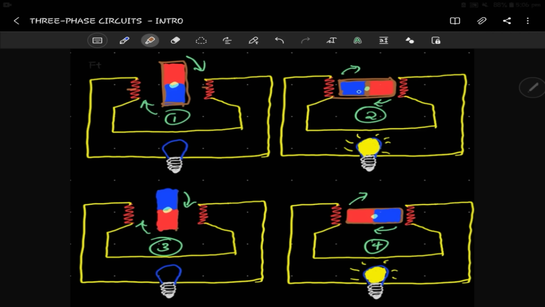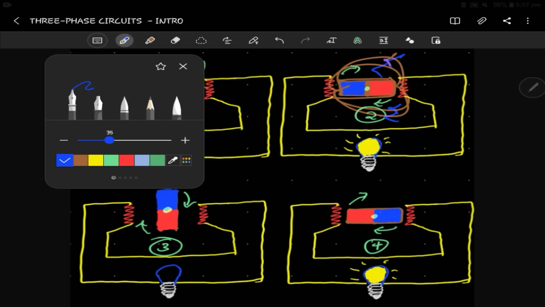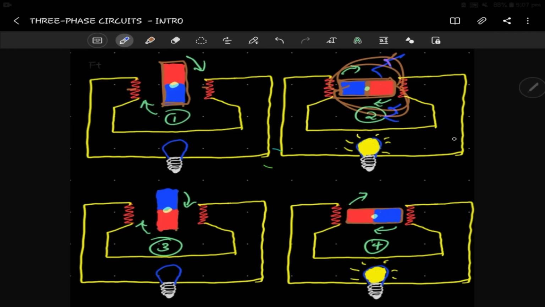We know the red is the north, blue is the south, so it moves this way. So we have the magnetic flux, but the direction is from the north to south, north to south. As it goes this way and passes across the coil, it induces some current. As a result, we have the current induced this way. The current passes through this coil system, the circuit here, and of course the current flows and the bulb lights up here.